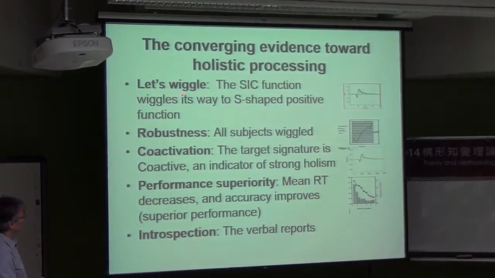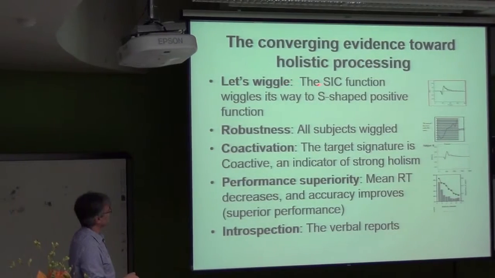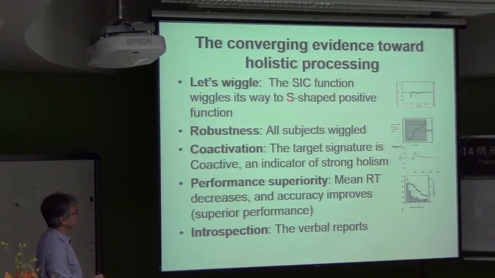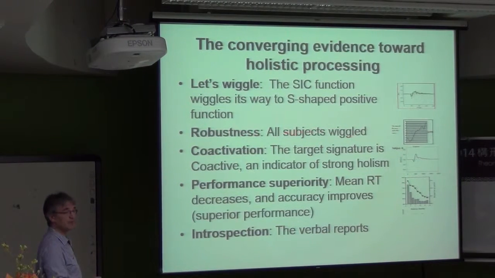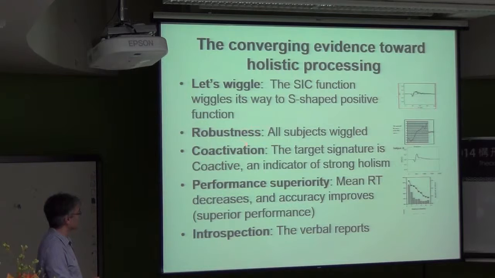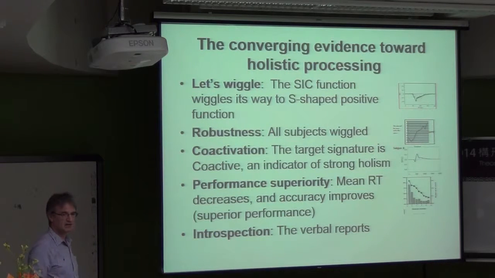Here's a summary. The SIC function wiggles from negative to actually positive. All subjects wiggle. That is very interesting. Yes, all subjects wiggle in the same fashion. The final stage was coactive, and when tested later on, subjects showed this coactive signature. Some of them did not, but they stopped at a certain intermediate point. There's a performance superiority, mean reaction time and accuracy both improved, suggesting a kind of unitization effect going on. Introspection also revealed that the subjects are reporting seeing faces.